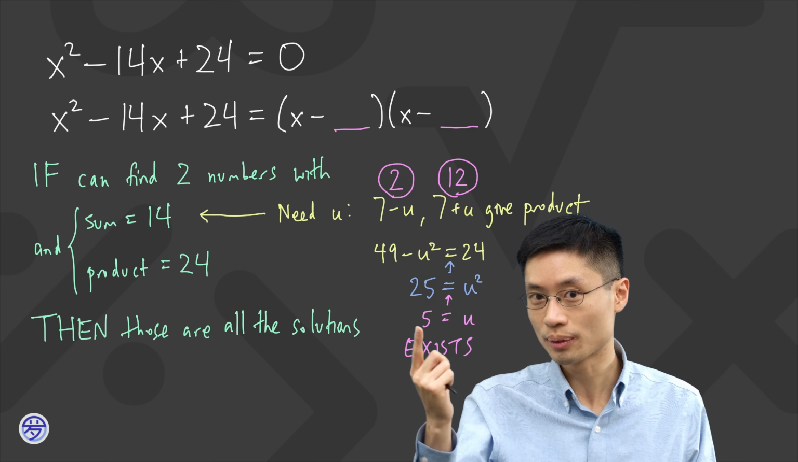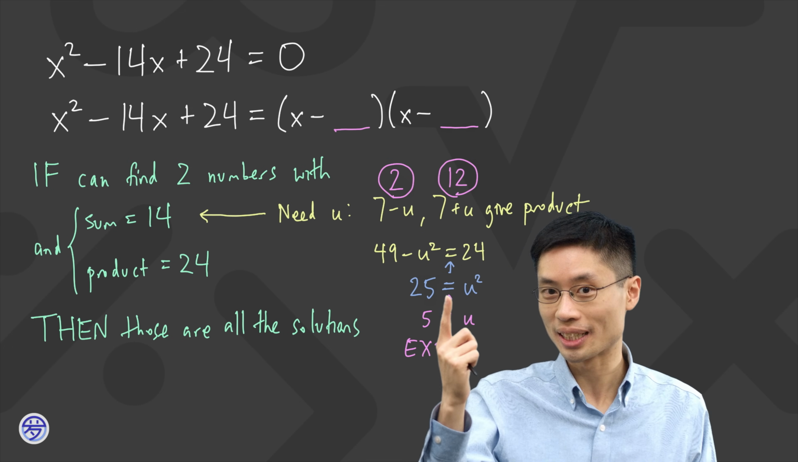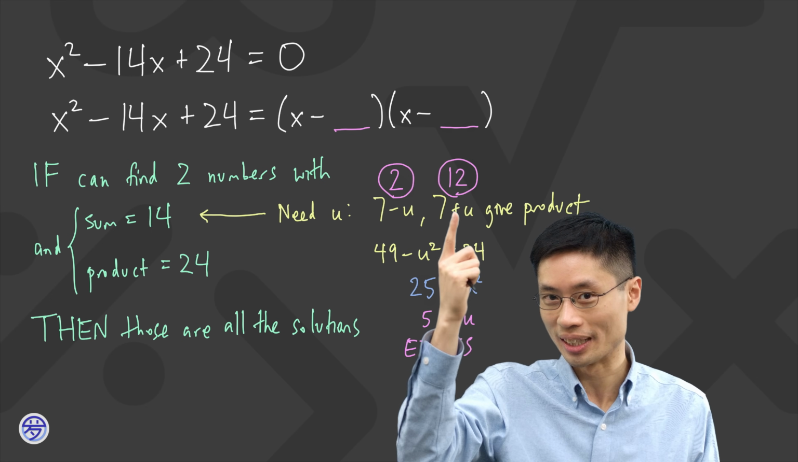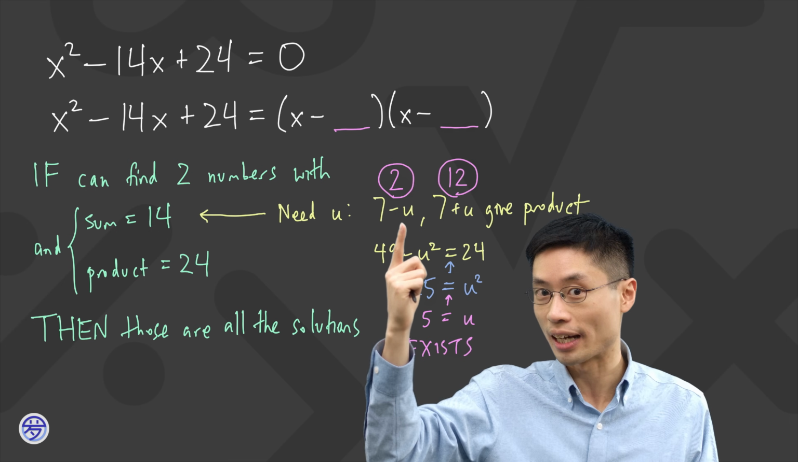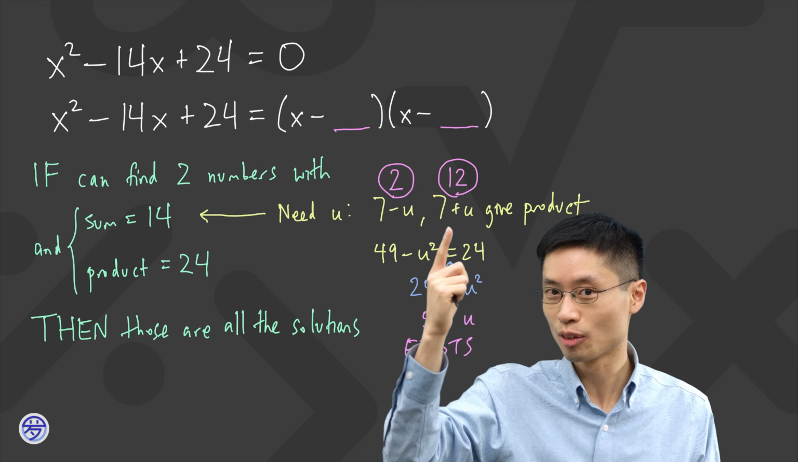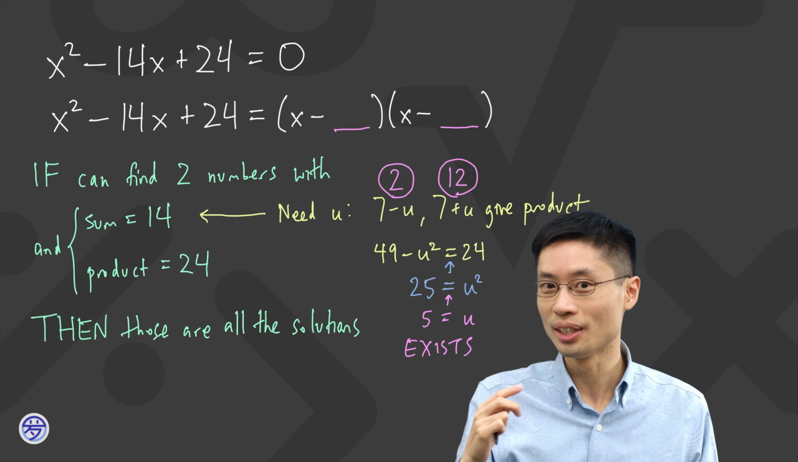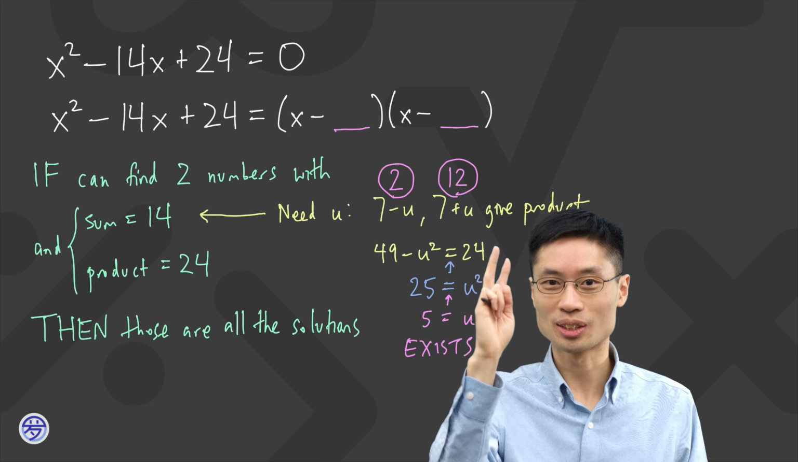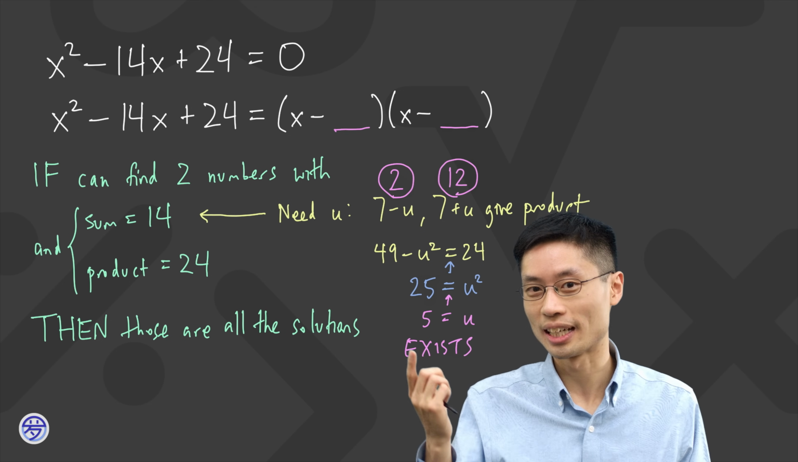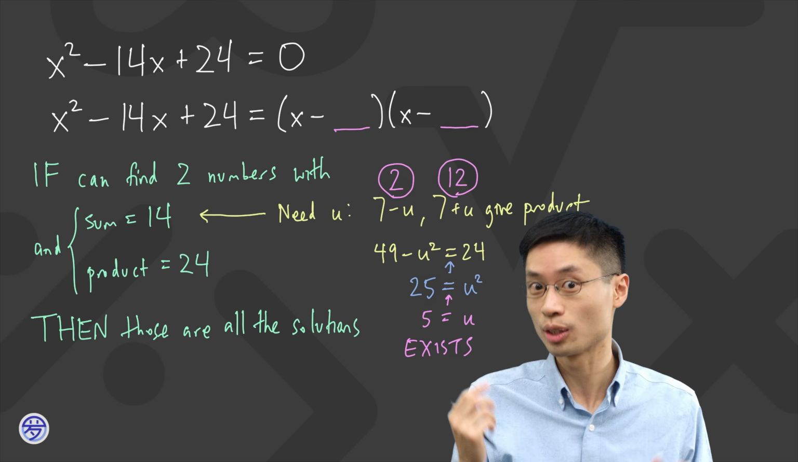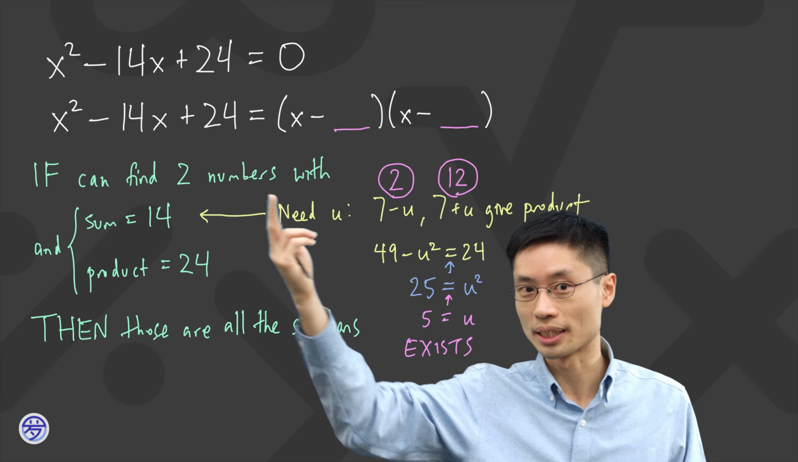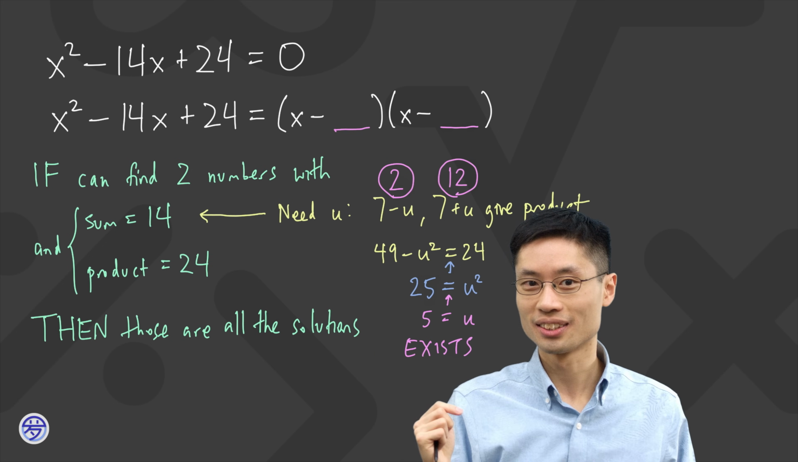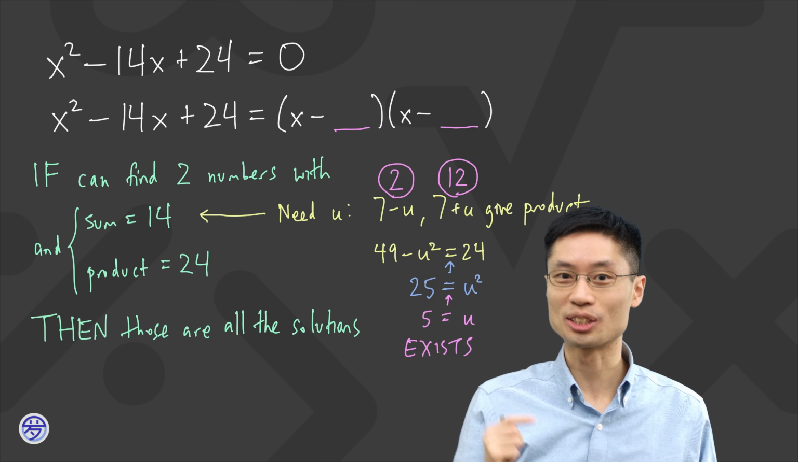If I said u equals minus 5, that also gives me that u squared is 25, and I can keep going. And what I would get from this is that 7 minus negative 5, which is 12, and 7 plus negative 5, which is 2, are two numbers that work. Those are the same pair. So that's just showing that whether you wrote the plus or the minus, it actually wouldn't make a difference. But because I found out that these two numbers exist, the if is done. And so I get the then, and they're all the solutions.